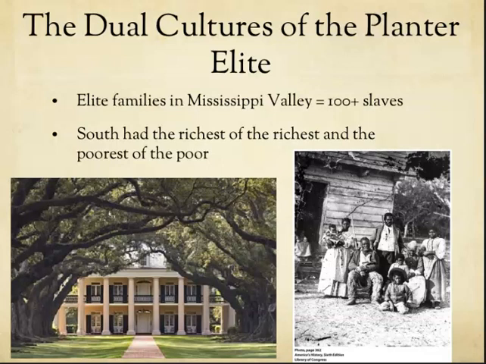And in that other picture, we can see a slave family there outside their dwelling. Looks like we can see, what, 2, 4, 6, 8-ish people or so there. So we can see the rich and the poor.